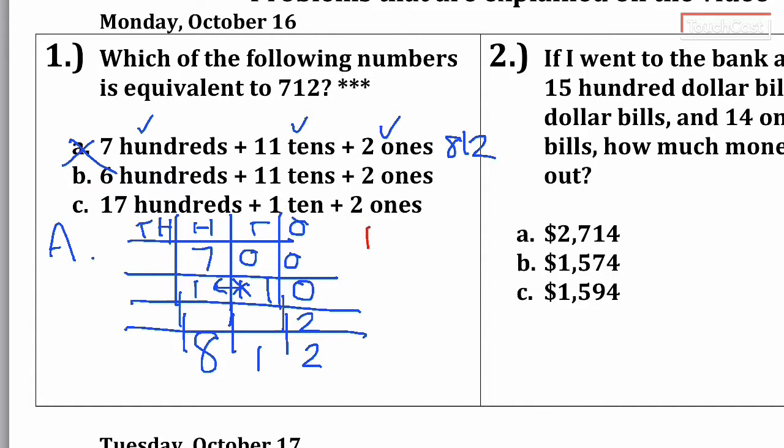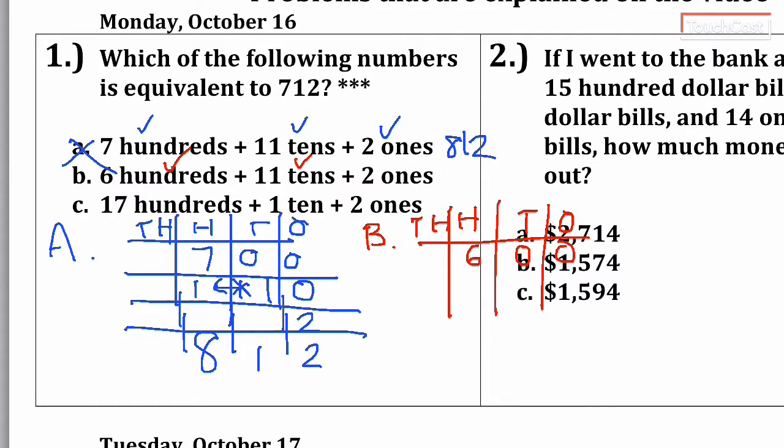I'm going to do B in red. Setting up my place value chart. Ones, tens, hundreds, thousands. We have 6 hundreds. 6 in the hundreds place. Everything else becomes a 0. 11 tens. 11 in the tens place. Kick it out. Everything else becomes a 0. And 2 in the ones place. Again, self-explanatory. Ones place, I have a 2.